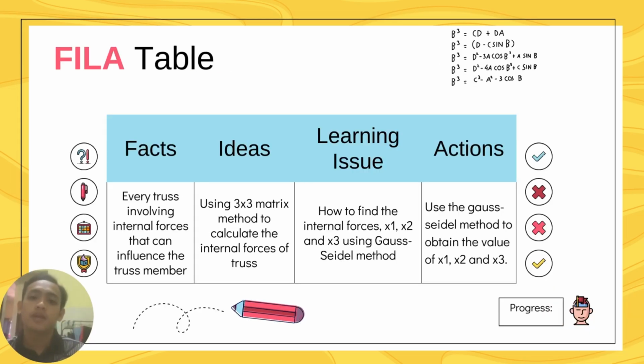Okay. Next is the FILA table. For the fact, every truss involves internal forces that can influence the truss members. The idea is using the 3x3 matrix method to calculate the internal forces of the truss. And then the learning issue is how to find the internal forces x1, x2 and x3 using the Gauss-Seidel method. And the action is to use the Gauss-Seidel method to obtain the values of x1, x2 and x3.